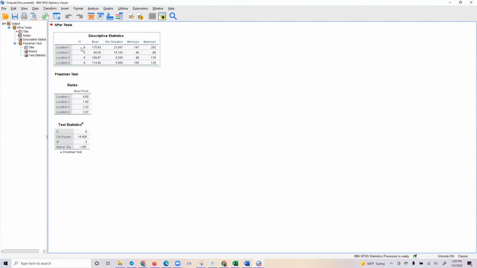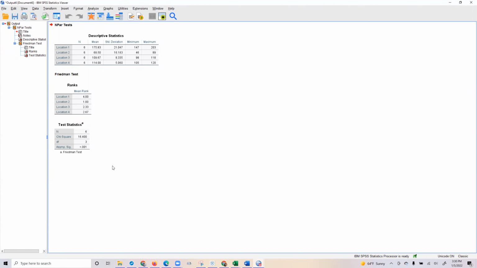It's going to give you your descriptive statistics for each of the locations. And then it's also going to give you the ranks and the information that we'll use to determine whether or not to reject the null hypothesis. So we have our chi-square value, and then we have our p-value, which is down here, the very last part. So it's less than 0.001. So that's basically our p-value.